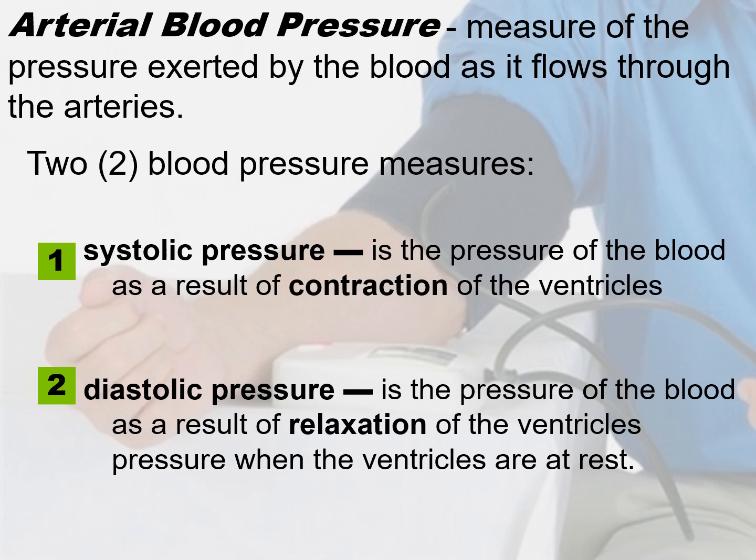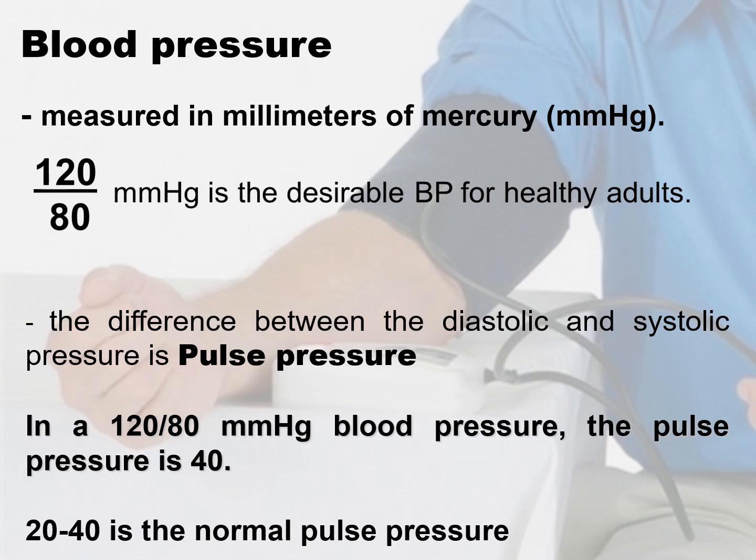So when we talk about arterial blood pressure, it is a measure of the pressure exerted by the blood as it flows through the arteries. Again, there are two blood pressure measures. One is the systolic pressure, and the second is the diastolic pressure. The standard unit for measuring blood pressure is millimeters of mercury, or the mmHg. The measurement indicates the height to which the blood pressure raises a column of mercury. So we need to record blood pressure with the systolic reading before the diastolic reading. For example, 120/80 millimeters of mercury is a desirable BP for healthy adults.